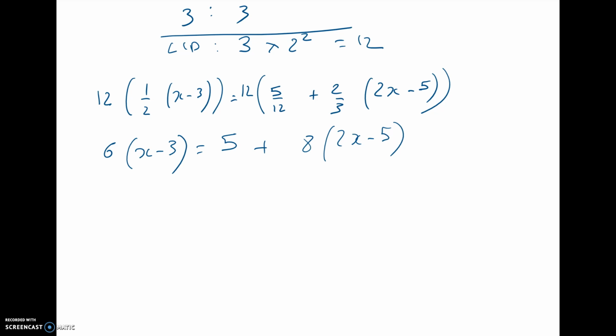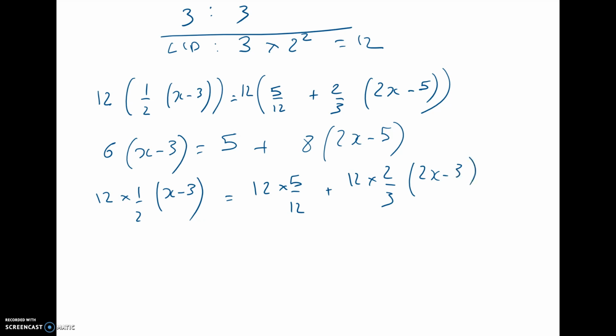Basically what we did is this: equal 12 multiplied by 5 over 12, plus 12 multiplied by 2/3 of 2x minus 5. 12 divided by 3 is 4. 4 multiplied by 2 is 8. 12 divided by 12 disappears. 12 divided by 2 is 6. Now you get it? Yeah.